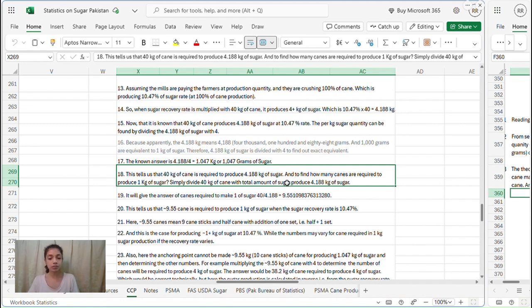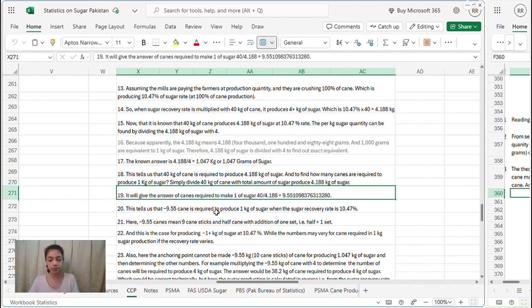Now, this tells us that 40 kg of cane produces 4 kg of sugar, that is clear. And now to find out how many canes are required for 1 kg of sugar, how can we do that? We are going to simply divide 40 kg of cane by 4 kg of sugar. We are going to get the quantity of sugar cane in numbers that is required to produce 1 kg of sugar. So here it is. It will give the answer of canes required to make 1 kg of sugar.